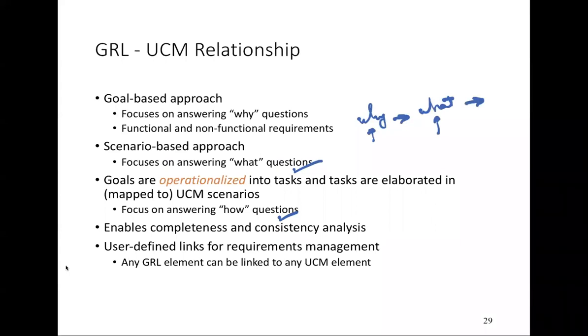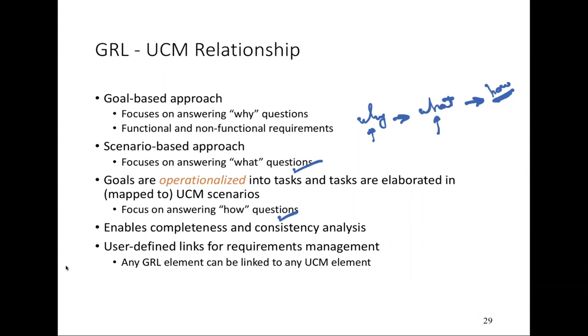What the system will do, so you more or less look into the scenarios of the system that would help in identifying the functionality of the system. And when you transform goals into tasks and then elaborate those tasks into scenarios at the end, you relate both the why and the what to identify how this is done, especially in the design phase. So also, combining the GRL and the UCM notations to identify goals and even scenarios helps in obtaining a complete and consistent analysis of the requirements.